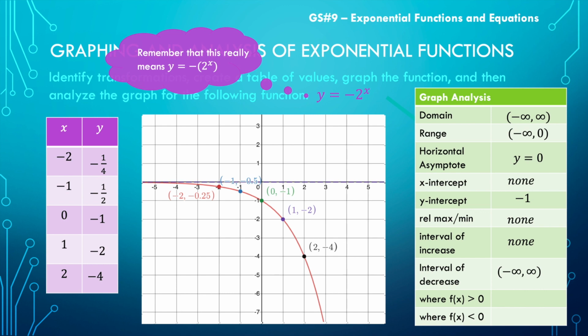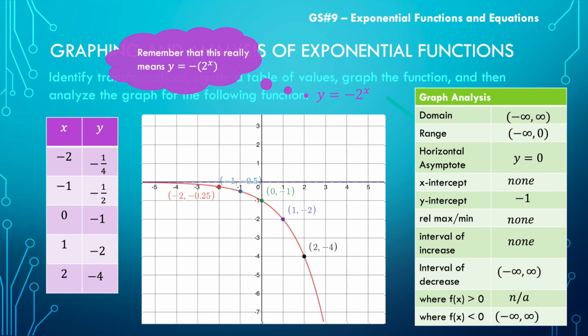Now, where is this function greater than 0? Look at that graph and tell me, where is it above the x-axis? And you should be able to say it's not ever. It's NA here. And where is it below the x-axis? That would be everywhere it's defined, so negative infinity to positive infinity.